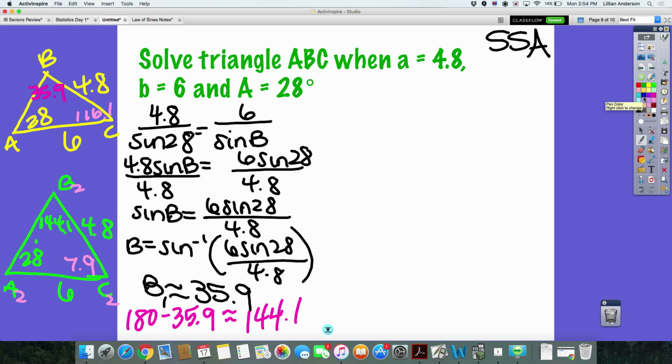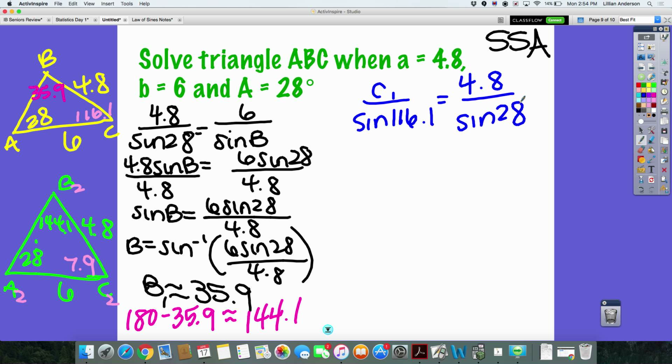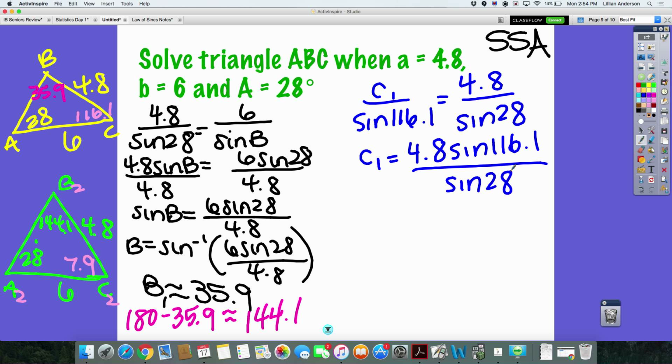If you didn't round, then we'll be different just by a few tenths. We set it up to find C this way. I am going to skip a step. That's what I would plug in to find C1.